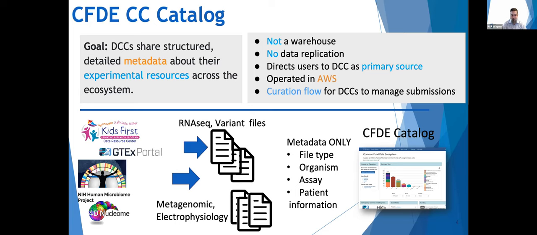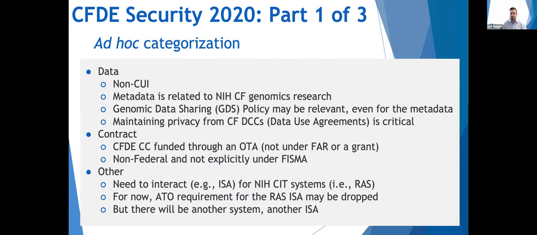And if you've ever read a set of rules and thought, gosh, all of these rules refer back to a story. When somebody's told, you can't wear blue flip-flops by the pool or something, there's some reason for that. So those bullets on the right, particularly the ones about not being a data warehouse, no data replication, and directing users back to the DCCs, that's because as we tried to describe the role of the catalog, we constantly had to have discussions about what we were doing, that we were not providing direct data access, that we were not hosting the data. And then you get into this question of, okay, well, how sensitive is the metadata? Does it have PII in it? What could you potentially do with it? Things like that.